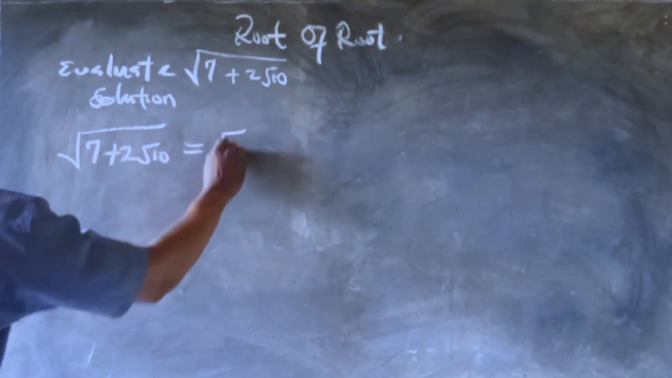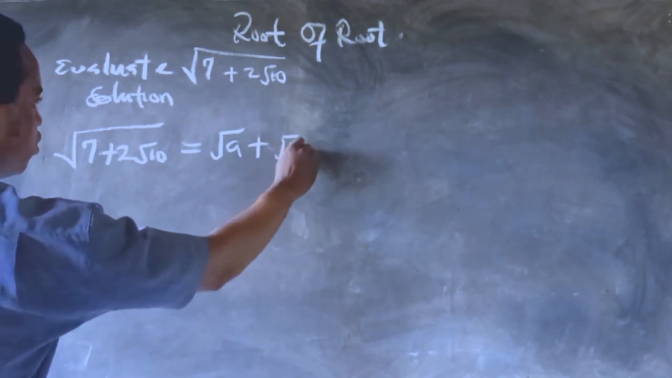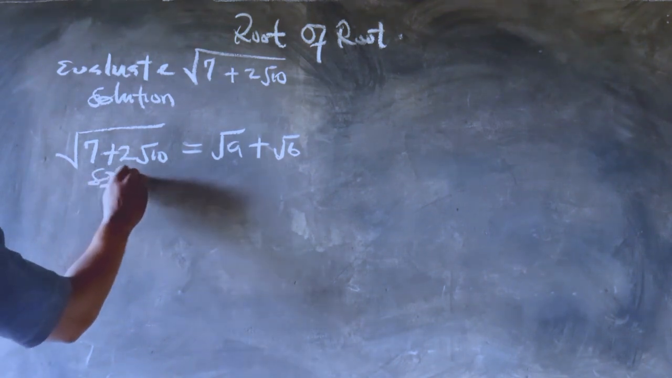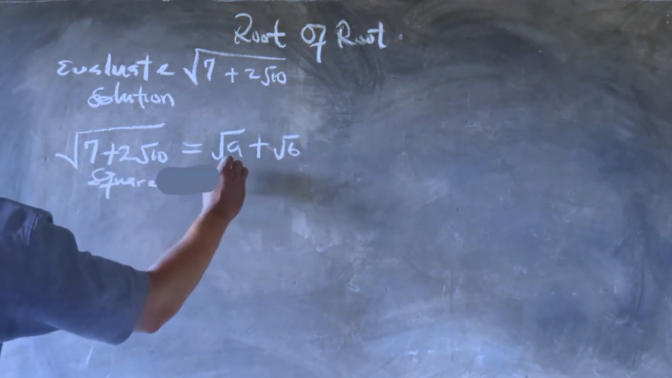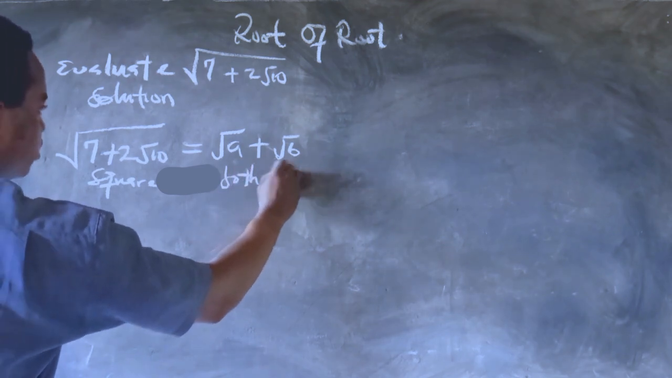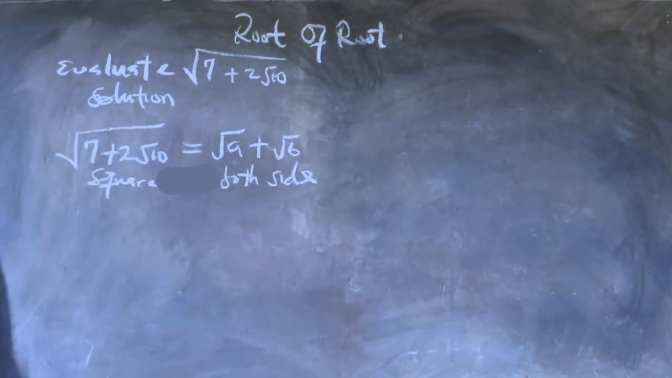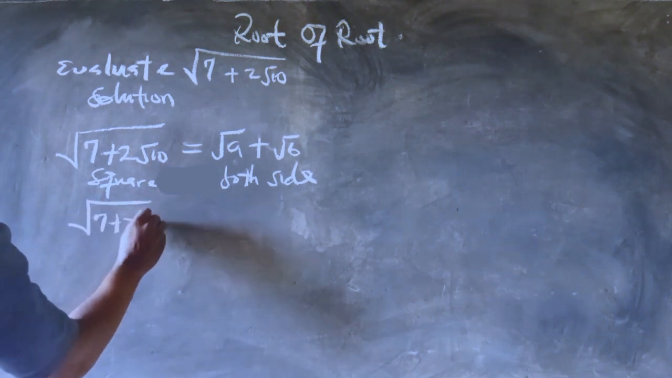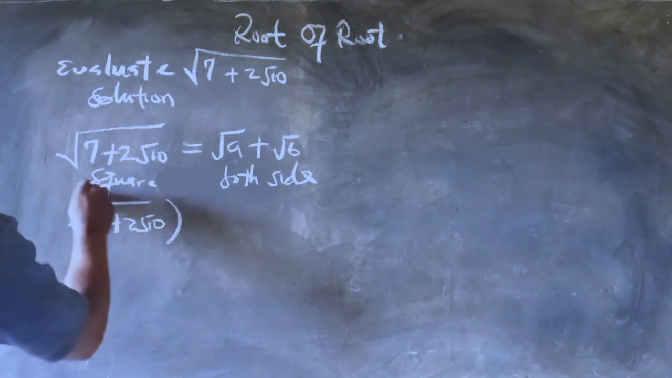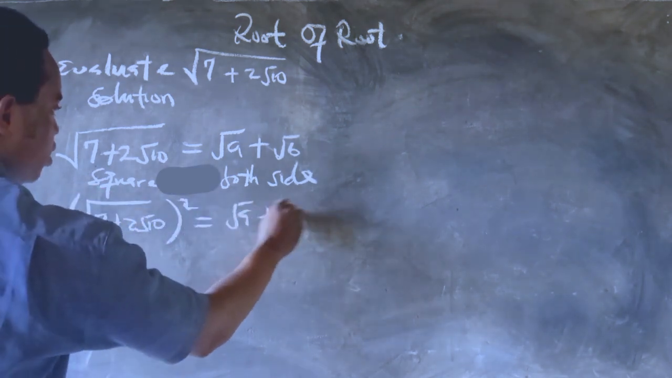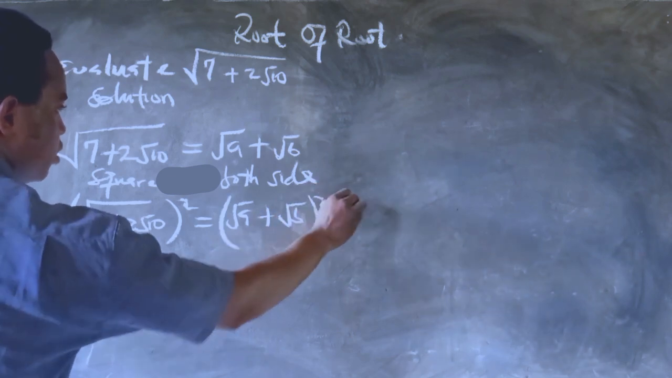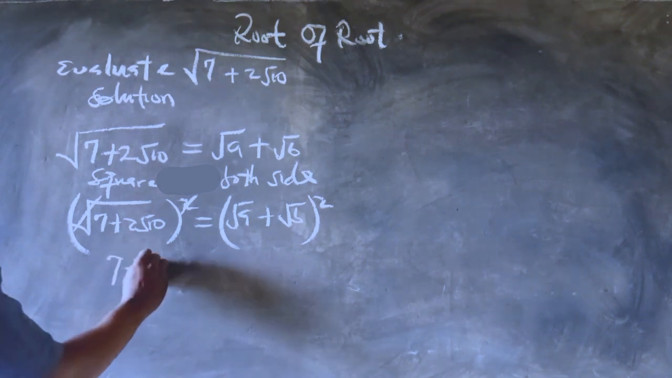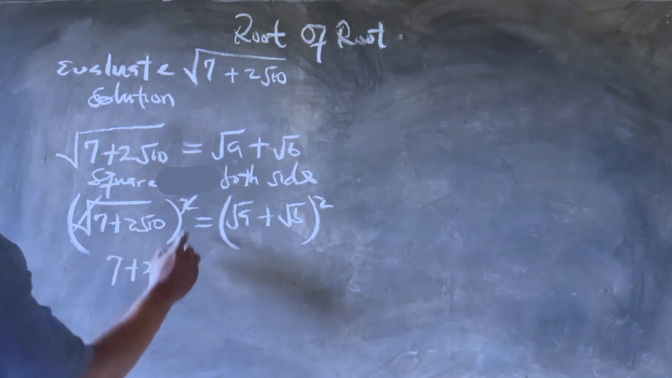So the square root of 7 plus 2 square root of 10. Let's equate that to square root of a plus square root of b, two constants a and b. So what we have to do now is calculate the value of a and b. Then we can come back and put it in the space, and we would have simplified the complex surd. So if we square both sides, we have the square root of 7 plus 2 square root of 10, all squared, equals square root of a plus square root of b, all squared. The square and the square root cancel out, so we have 7 plus 2 square root of 10 on this side.